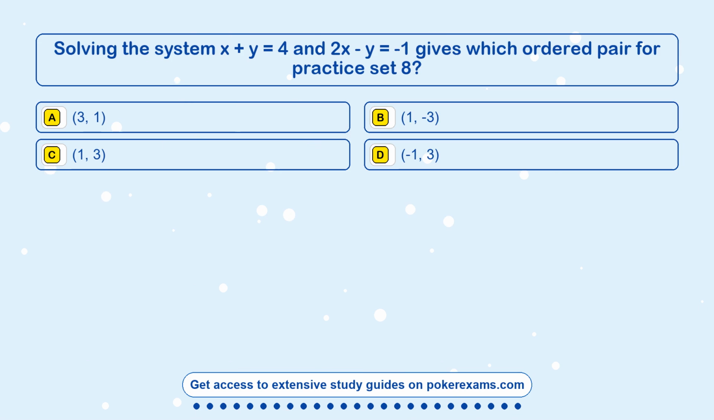Question 12. Solving the system x plus y equals 4 and 2x minus y equals -1 gives which ordered pair for practice set 8? Option A, 3, 1. Option B, 1, -3. Option C, 1, 3. Option D, -1, 3.